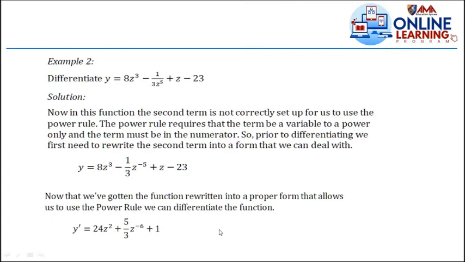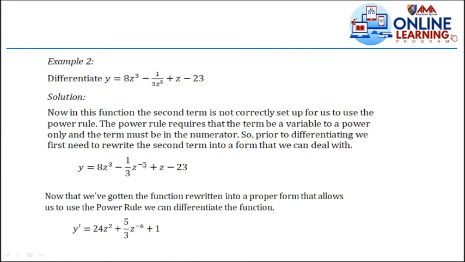So now that we've gotten the function rewritten into proper form that allow us to use the power rule, we can differentiate the function. So 3 by 8 is 24. 3 minus 1 is 2. So 24z squared. Okay? So plus 5 all over 3. Okay? So negative 5 multiplied by negative 1, the answer is positive 5. Then yung 3, siya pa rin.